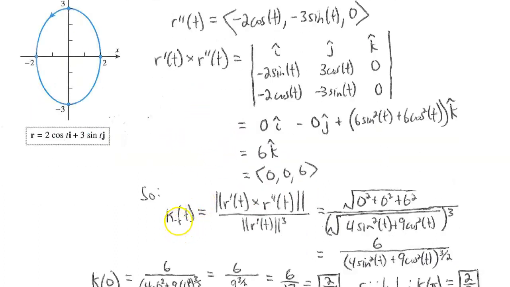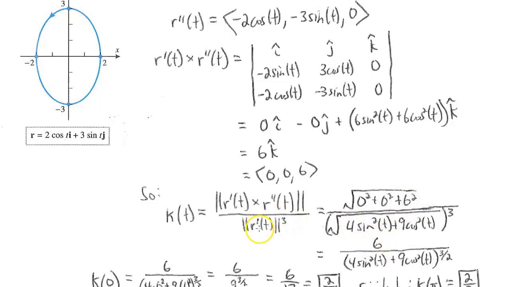All right, so kappa of t was defined to be the norm of this vector that we just found, 0, 0, 6, which is really just 6. The length is going to be 6. But if you want to write it out, it's the square root of 0 squared plus 0 squared plus 6 squared, which is the square root of 36, which is 6.